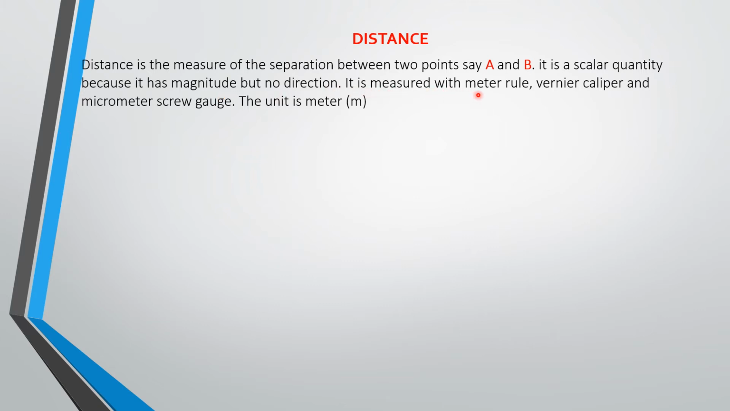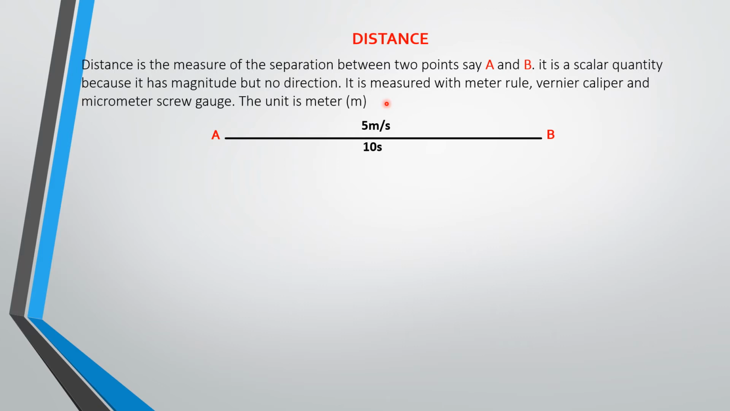And you can use any of these instruments to measure distance. Your meter rule, you can use a vernier caliper, you can also use a micrometer screw gauge. The unit of distance is the meter. You can also use a tape to measure distance.